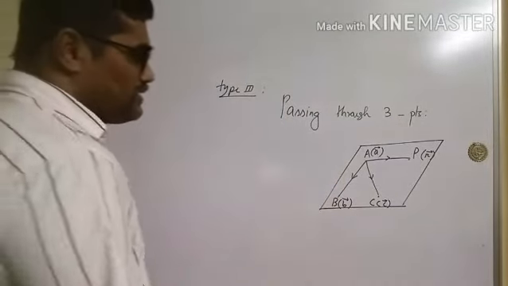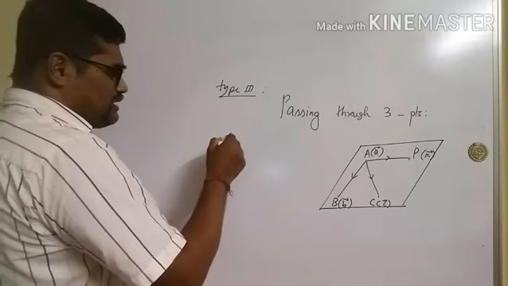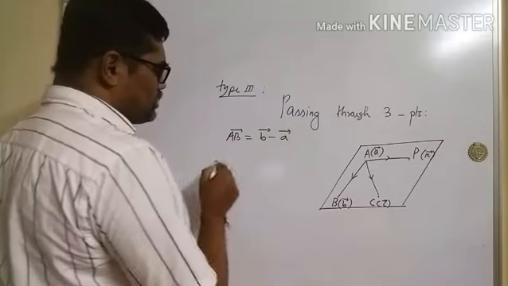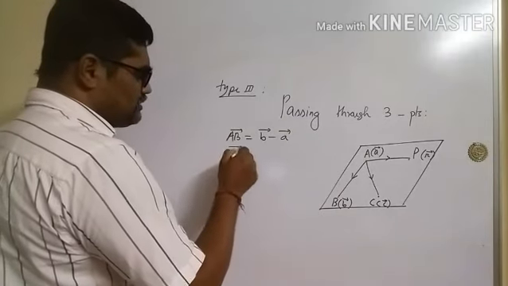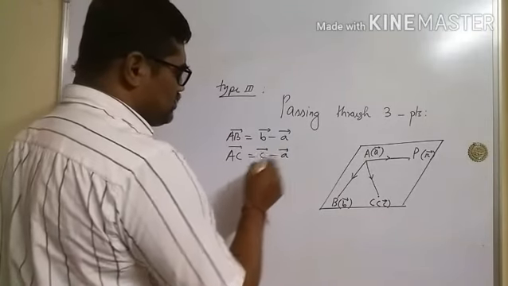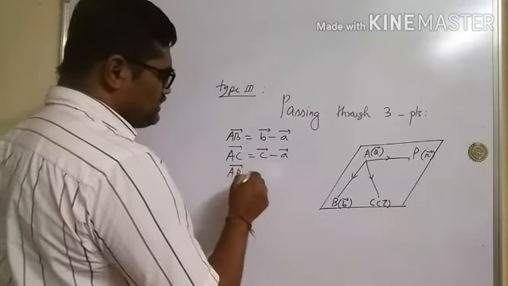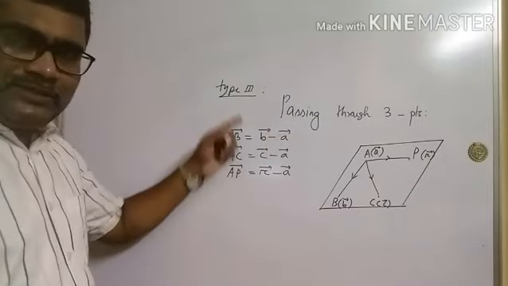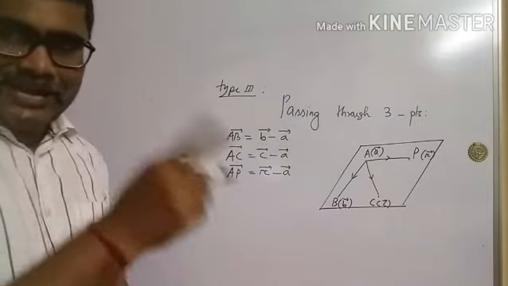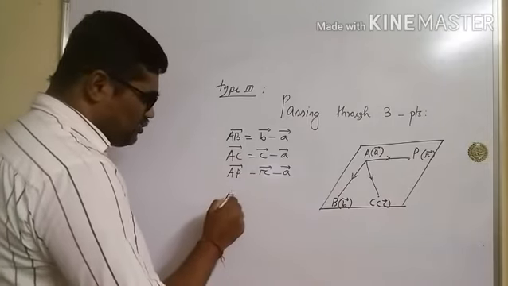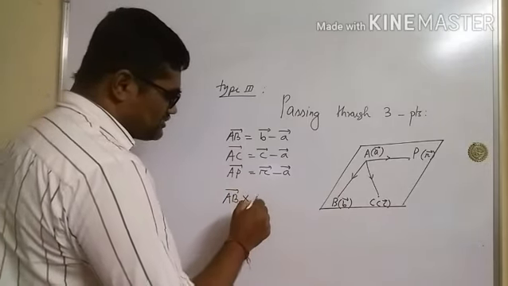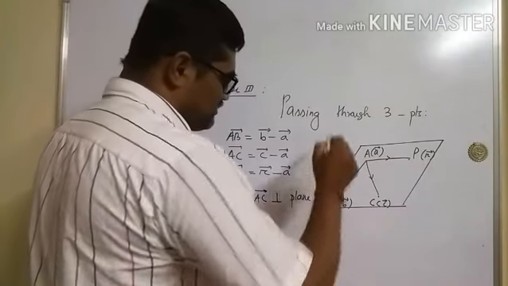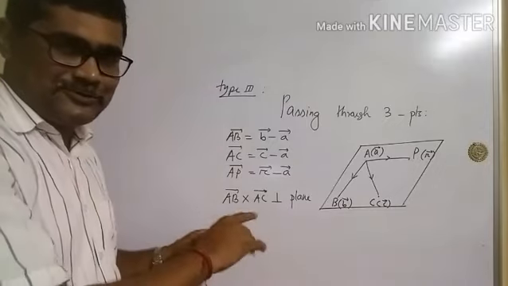So here very clearly you see what I can say about AB, it is b minus a. What I can say about AC, it is c minus a. What can I say about AP? It is r minus a, right? And all these three segments are lying in the same plane which I have shown you. And the moment I find AB cross AC, this becomes perpendicular to the plane, right?